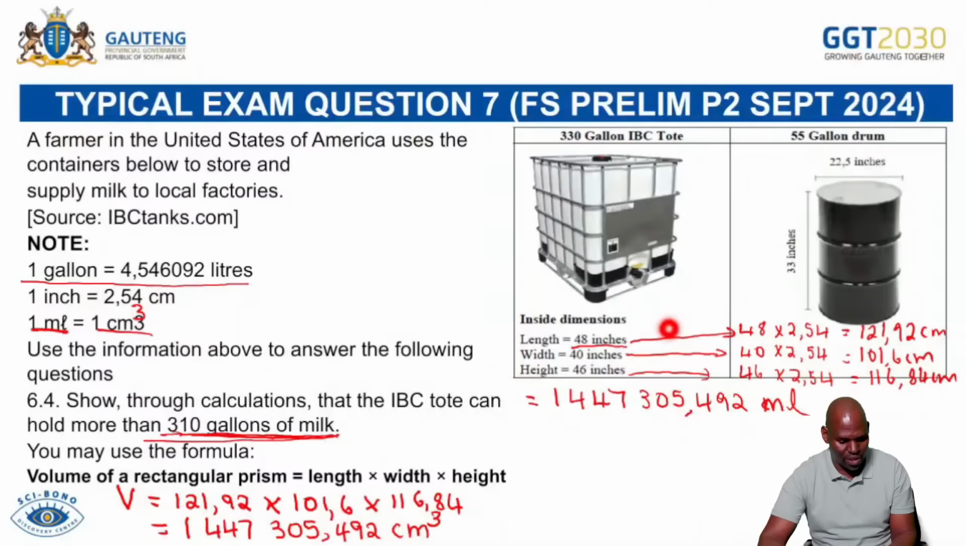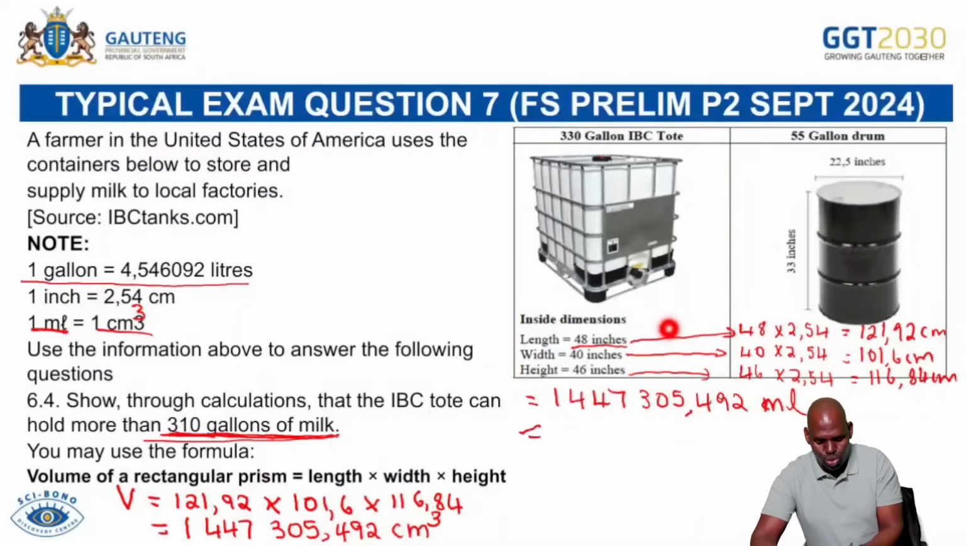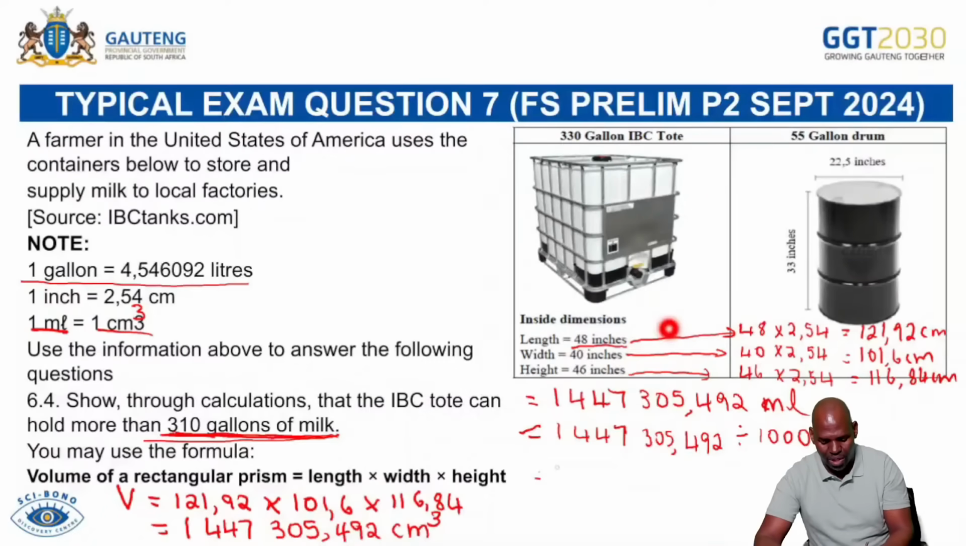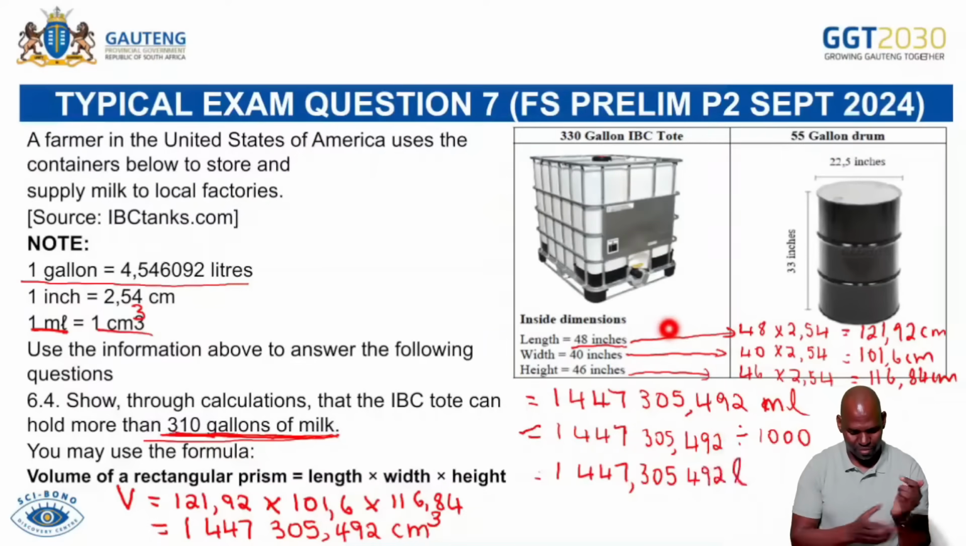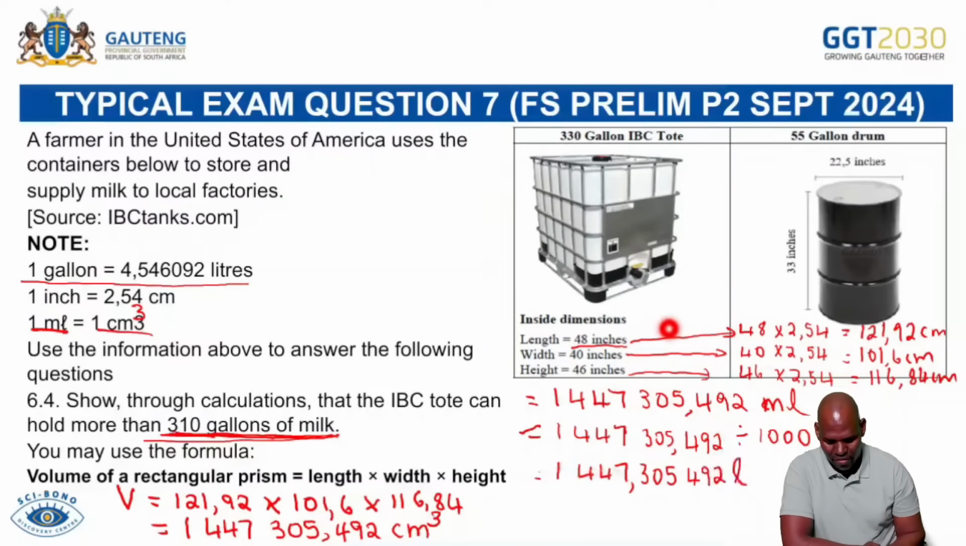So for me to convert to gallons, my answer must be in liters first. Okay, let's see. How do I convert milliliters to liters? I have to divide by 1,000. So I take 1,447,305,492. Then I divide it by 1,000. After dividing by 1,000, I get 1,447,305.492, and it's now in liters. I'm not rounding anything off. Now, I've got 1,447,305.492 liters.